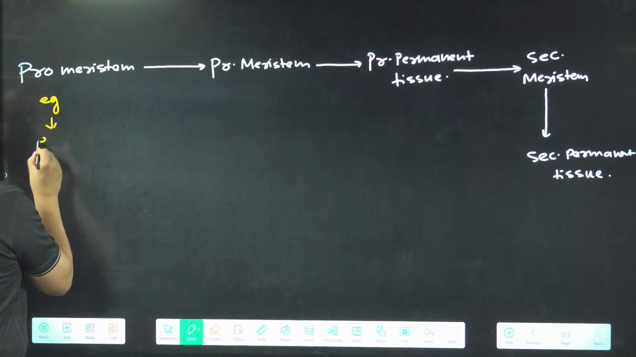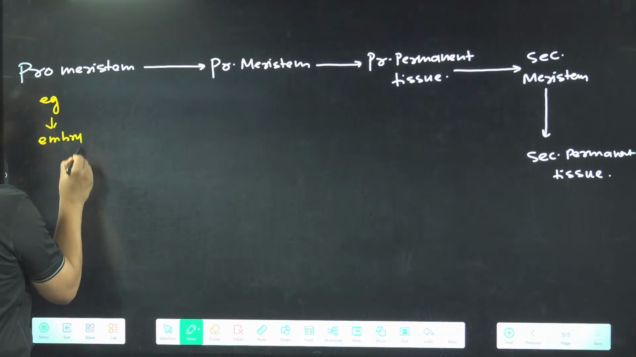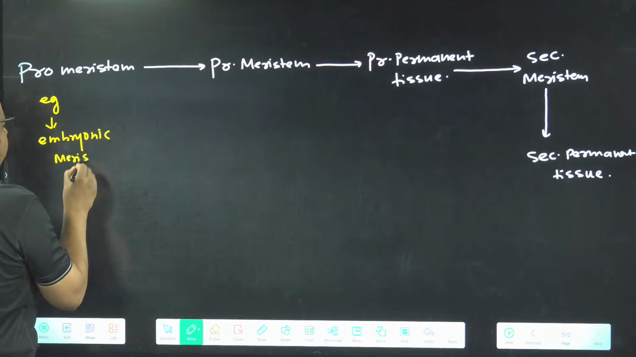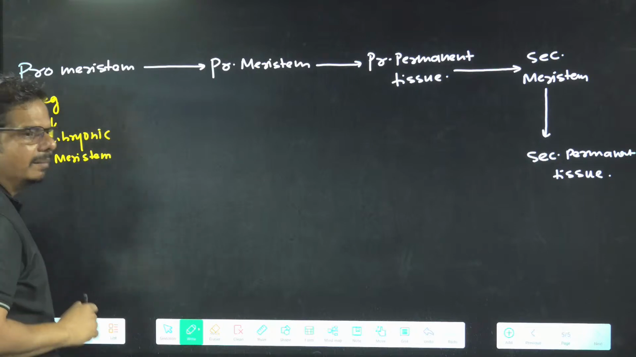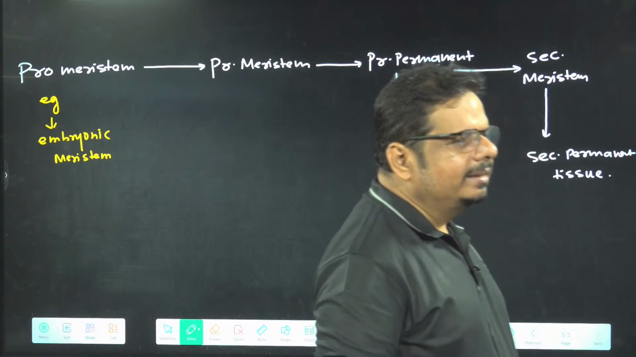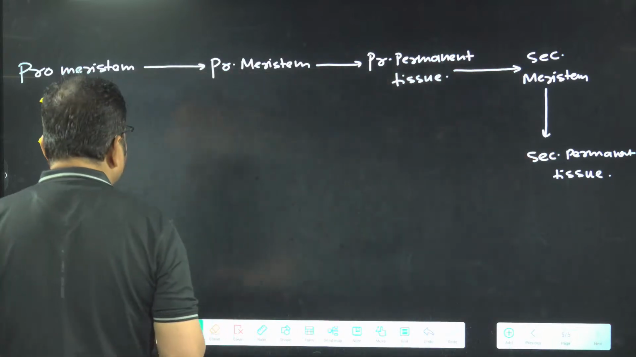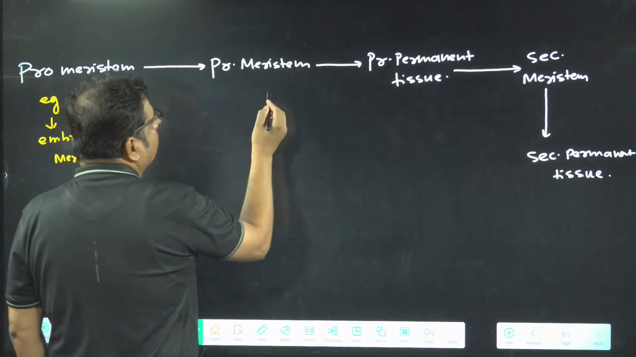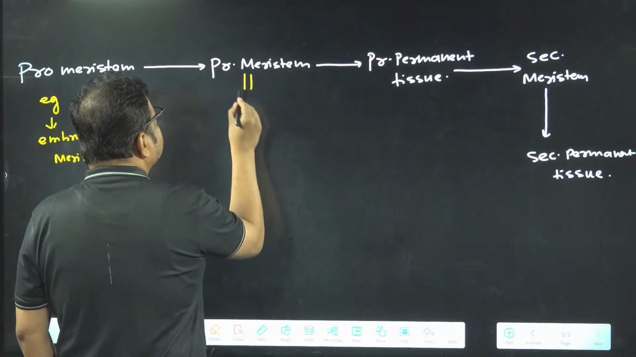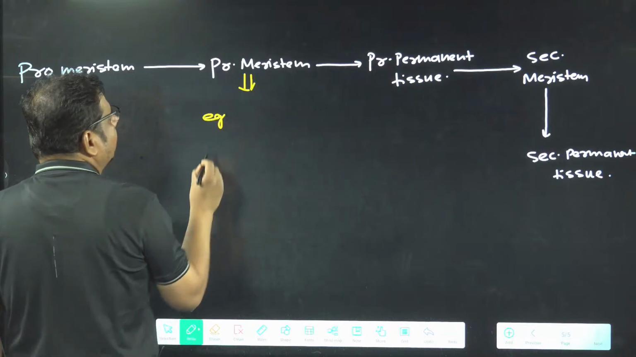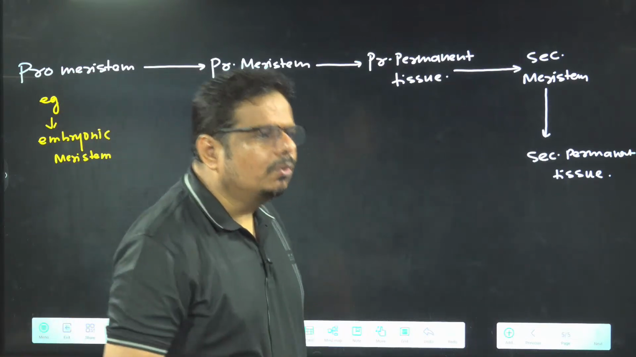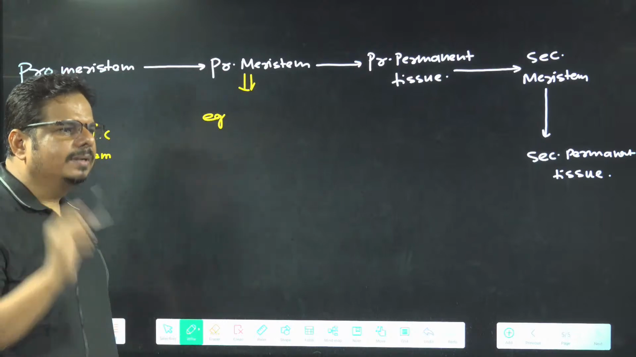Let me tell you about the examples. Example of promeristem is embryo, the embryonic meristem. In the embryo, every cell can divide in the beginning. So embryo is the example of promeristem. It is not written in NCERT. NCERT wrote about which one? Primary meristem. So what are the examples of primary meristem? I am writing. It is very important. You will get a lot of questions on it, so be with me and try to understand it.